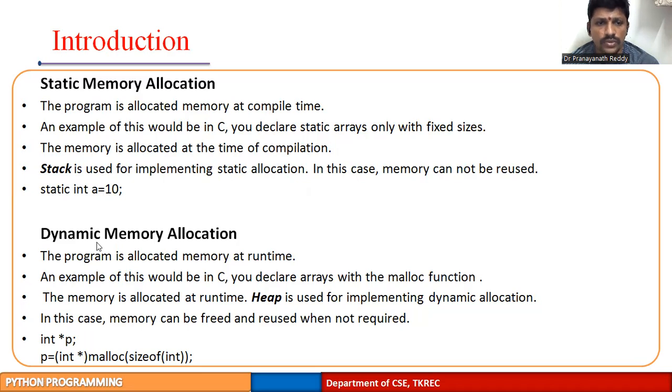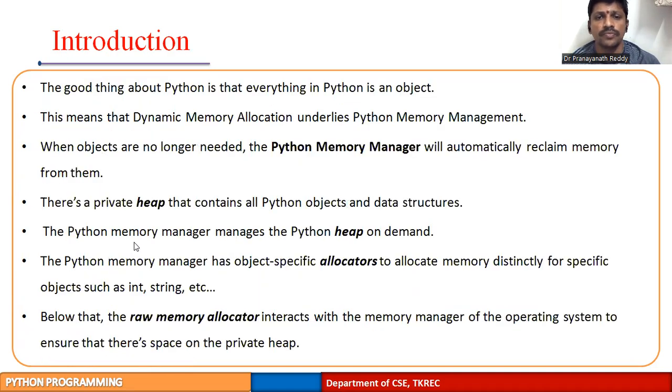Okay. Now for dynamic memory allocation, memory is allocated at runtime, like the malloc function, where we call that particular memory a heap. Heap is used for implementing dynamic memory allocation. So how are we going to do that? We are going to create a pointer variable, and allocate the memory address using malloc with the size of how many bytes you want to allocate. That many bytes are allocated and given to the pointer variable. So that is in C program, right?